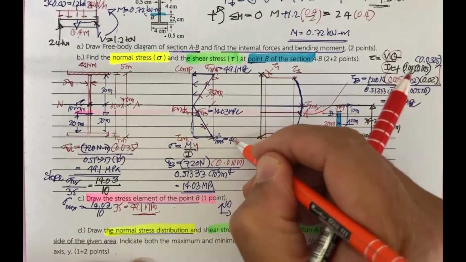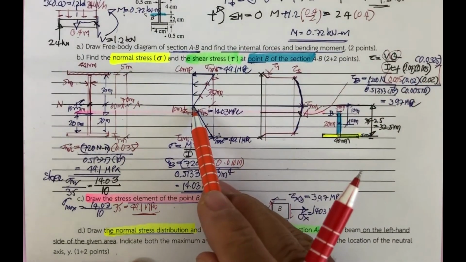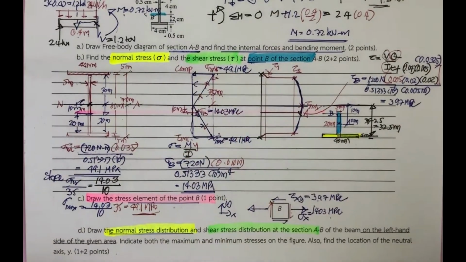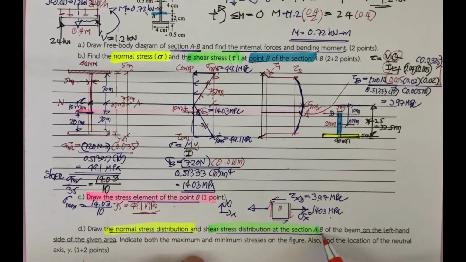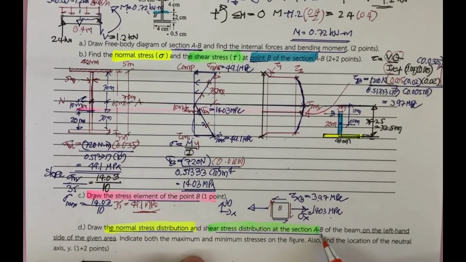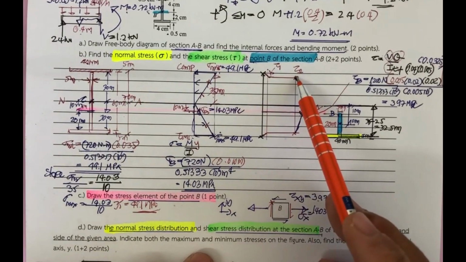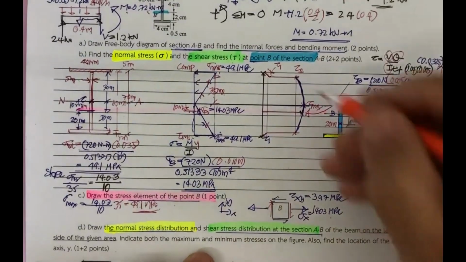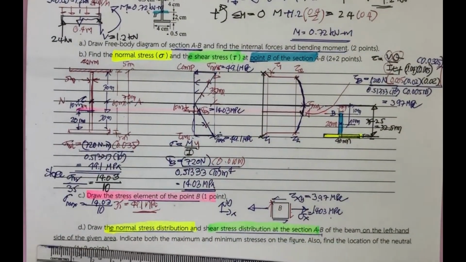Sigma max here is 49.1 megapascal. And this is 0. And this is compression in 49.1. And then they also ask us again for the shear stress distribution. Now, what is the tau sub 1? What is the tau sub 2? The tau sub 1 there is also tau sub 1 here. The tau sub 2 here is going to be tau sub 2 due to the symmetry of the section.